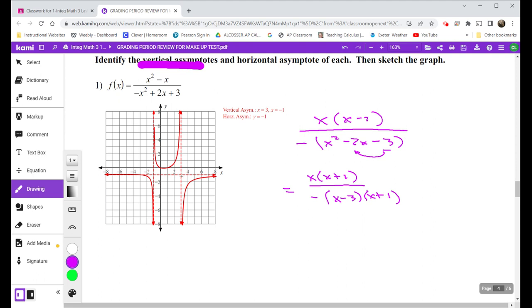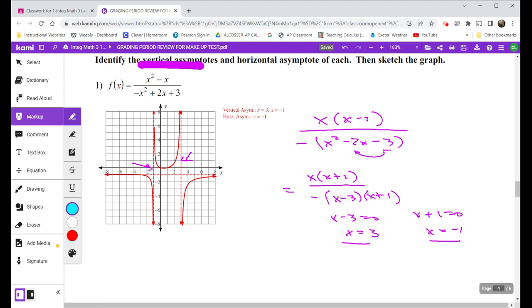So how do I get these dotted lines right here? I get these dotted lines by setting these equal to 0. So x minus 3 equals 0, x equals 3; x plus 1 equals 0, x equals negative 1. So I got two verticals: negative 1 is right here, and positive 3 is right there. So this is where my negative 1 is, and then I draw that one there.